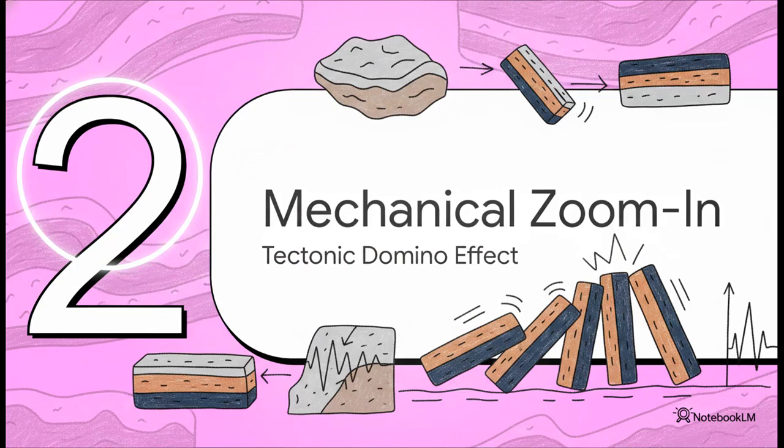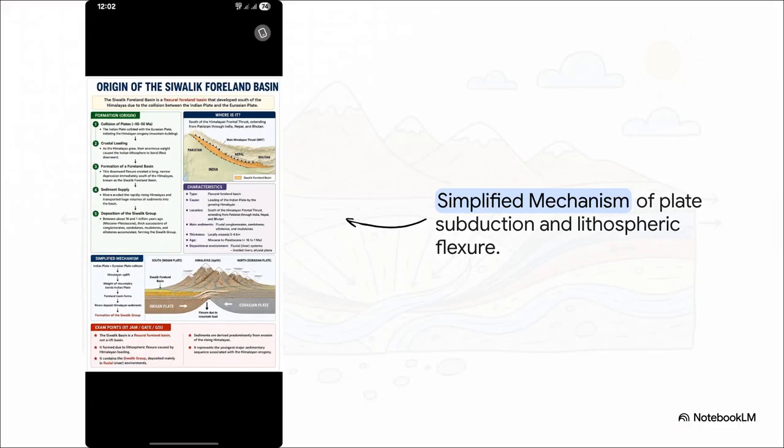Section 2, the mechanical zoom-in. Now let's peer beneath the surface to see how this tectonic domino effect actually works mechanically. Imagine the Indian Plate in the south, aggressively driving underneath or subducting below the Eurasian Plate to the north.